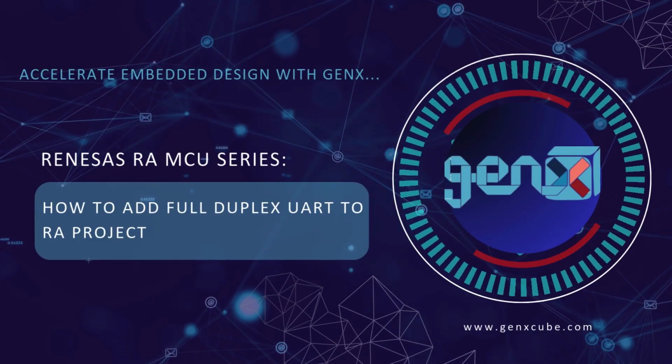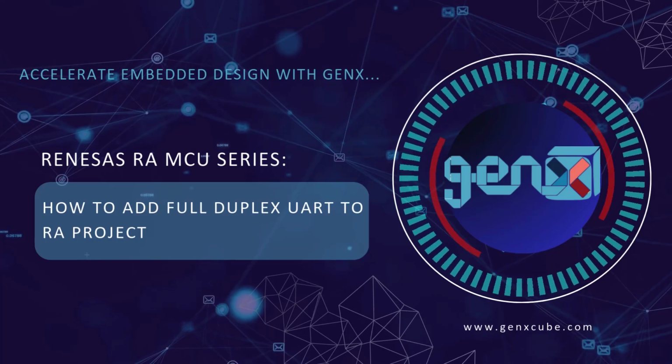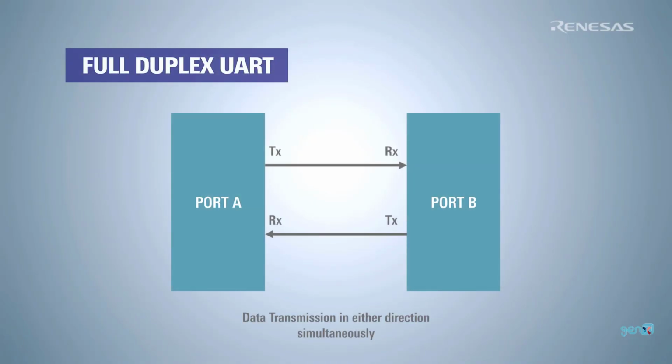In this video, we're going to take a look at a simple demonstration of full duplex UART implementation on Arm boards. UART communication uses a single channel to transmit data. One end acts as a transmitter and the other end as a receiver. For full duplex implementation, two separate connections exist for simultaneous data exchange.